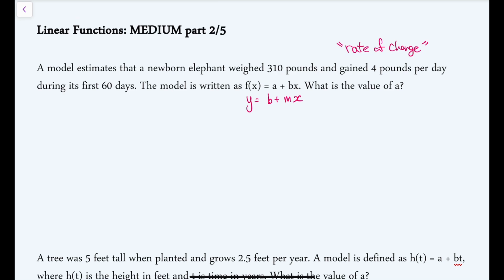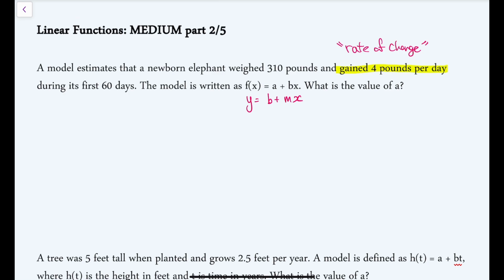Well, they're telling us that this elephant gained 4 pounds per day. So every single day added 4 pounds. So if 1 day passed, that's plus 4 pounds. 2 days passed, that's plus 8 pounds. 3 days, that's plus 12, and so on. That is our rate of change.